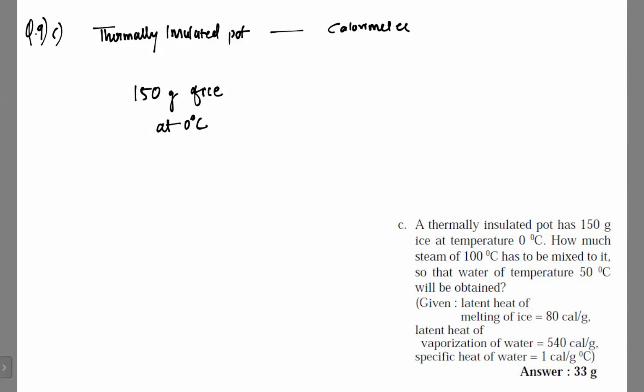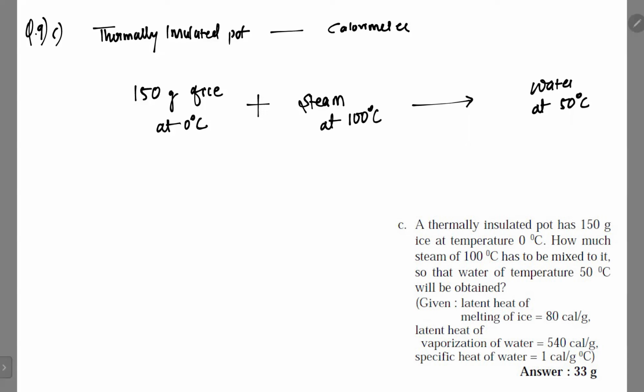Now, यहाँ पर दो चीजों की mixing हो रही है, ध्यान से देखना. It has ice at 150 gram at 0 degrees Celsius, and this is mixed with steam at 100 degrees Celsius. Are we good? Yes, sir. And after mixing these two, what do we want? We want water at 50 degrees Celsius. Do you agree? Yes, sir.